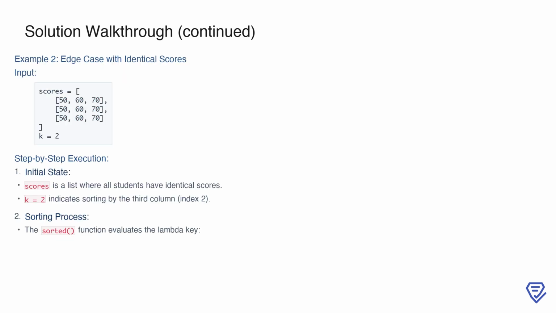In this edge case, all students have identical scores across all subjects, as shown in the scores list. The value of k is 2, meaning we need to sort students based on the scores in the third subject, which is at index 2. When the sorted function is applied with the lambda key, it evaluates the score for the third subject for each student. Since these scores are identical, the sorting process does not change the order of the students.